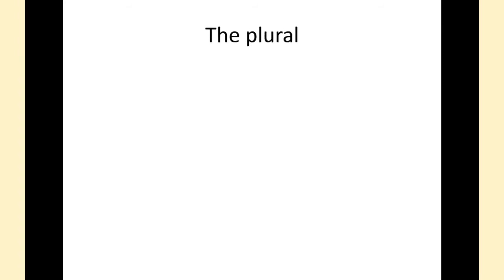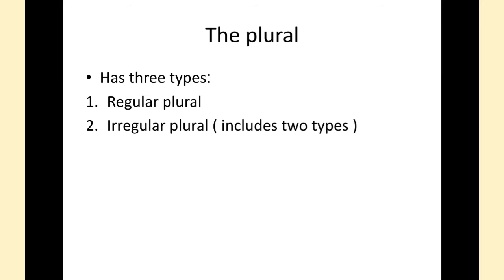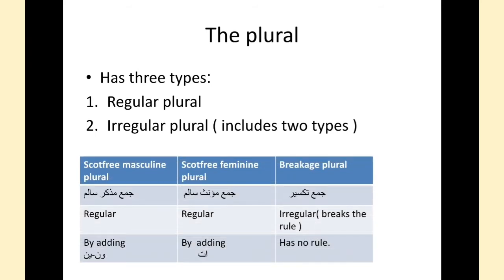Now we'll move on to the plural. The plural has 3 types, of course. Regular and irregular. But I made a mistake. The regular has 2 types, not the irregular. Regular has only 1 type. You can see that that table illustrates and summarizes all you want to know about the plural. The plural, which is a regular one, has 2 types in English and Arabic. The first one is the sound masculine plural, and the second one is the sound feminine plural.